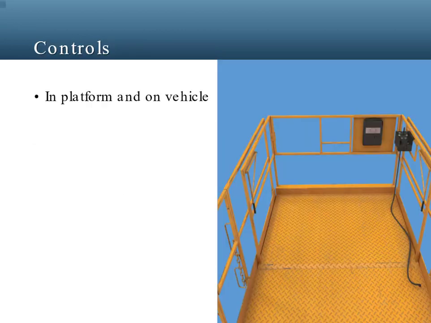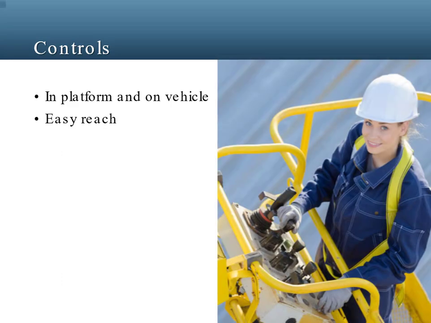Aerial lifts with articulating or extendable booms must have controls both in or near the platform or bucket, and lower down on the vehicle. The upper controls must be inside or beside the platform, so that they are within easy reach of the operator. All controls must be plainly marked as to their function.